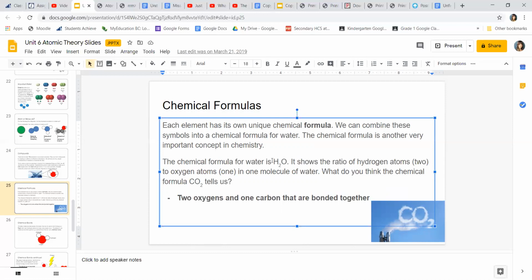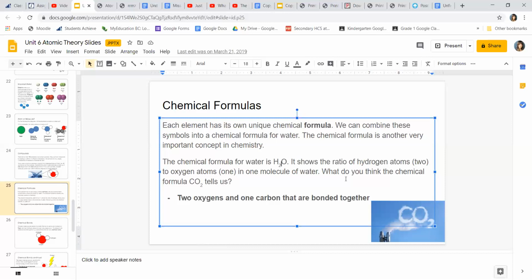Because if you put a 2 in front of the entire formula, that would mean you would have two hydrogen and two oxygen. So keep in mind that this little 2 refers to just the hydrogen, and it shows that you have two of those atoms. Because there's no number 2 directly after the oxygen, that means you only have one.